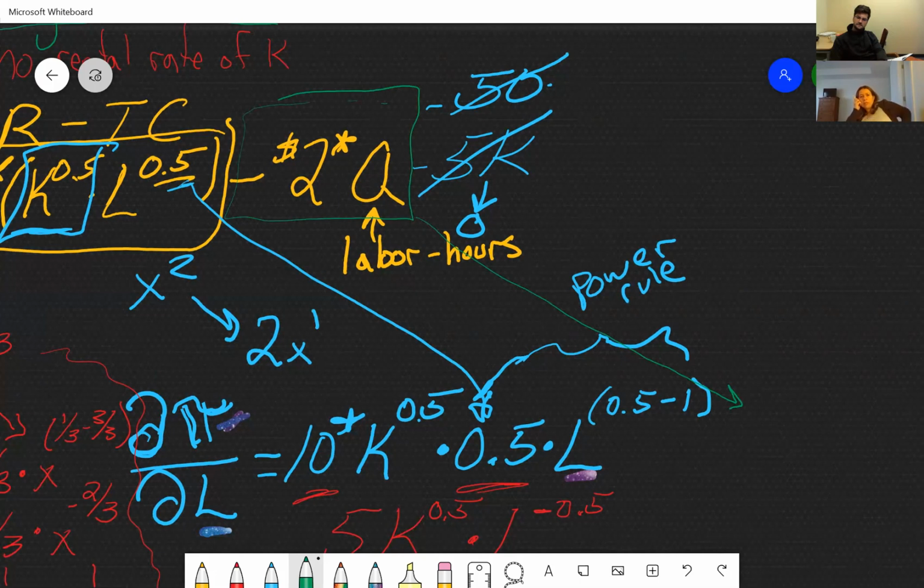Would it just be 2? Yeah, very good. It's just going to be minus 2. Very good. And so, remember, what are we doing at the end of the day, right?